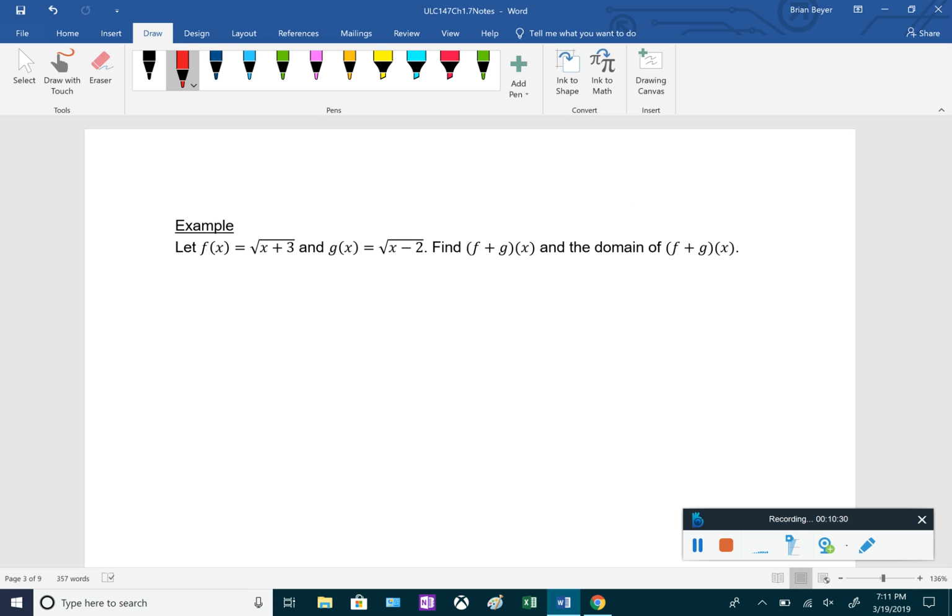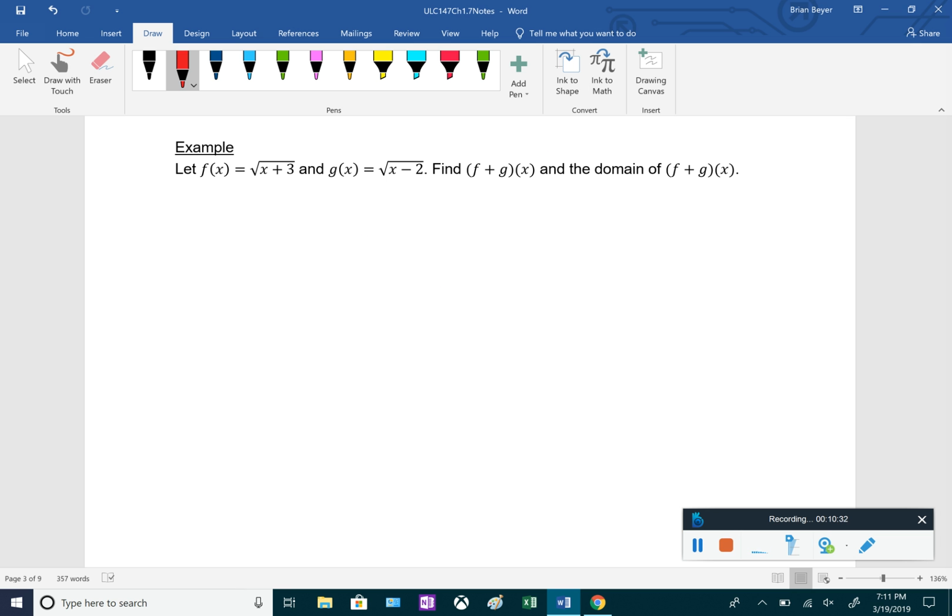Okay, for the next one, let's say we have f of x is the square root of x plus 3, g of x is the square root of x minus 2. We want to find f plus g, and we want to find the domain. So f plus g is going to just be adding these together. So it's going to be the square root of x plus 3 plus the square root of x minus 2. So that's actually the answer. We cannot simplify that any further.